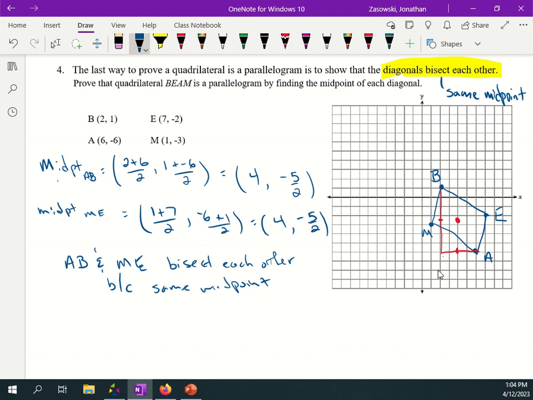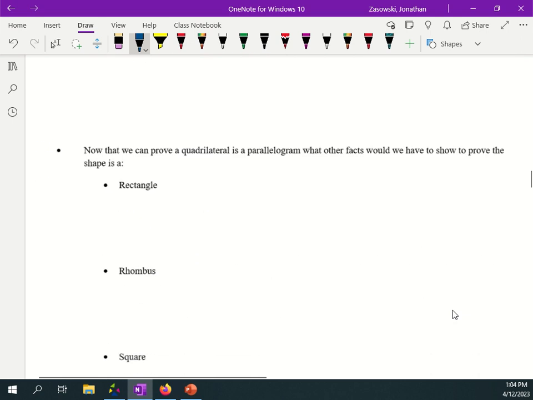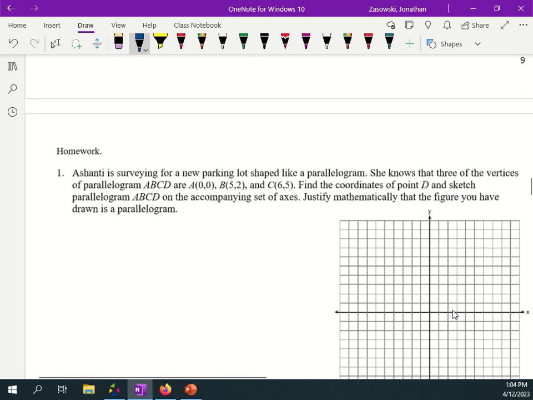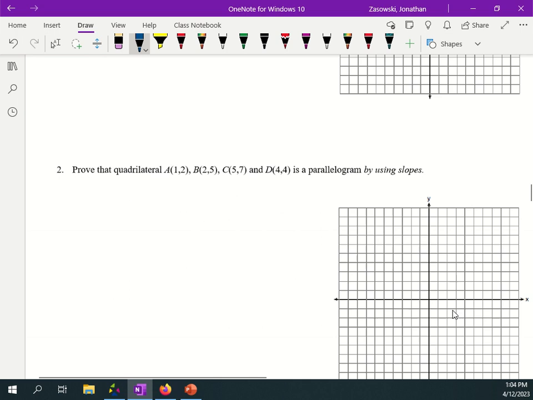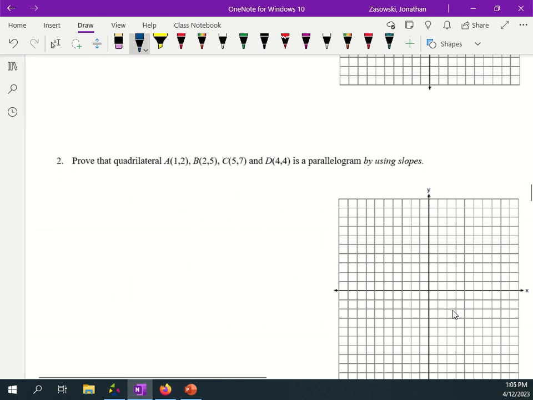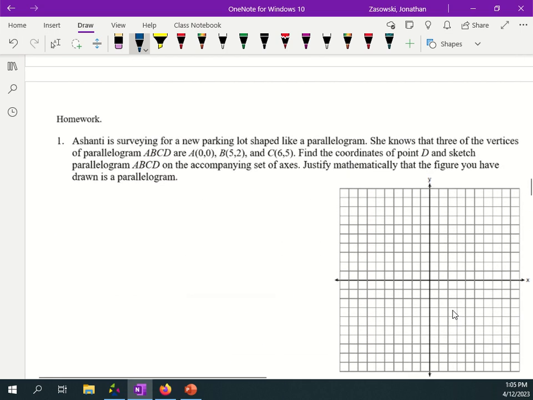I'm going to let you guys finish this one up. Your homework tonight is on the next page where it says homework. You're just doing questions 1 and 2. Okay? So for question 2, you have to use slopes. For question 1, I believe that you can do whatever you want. Okay?